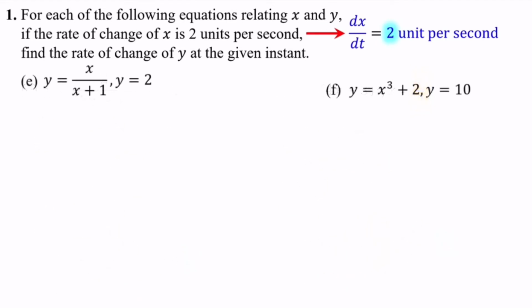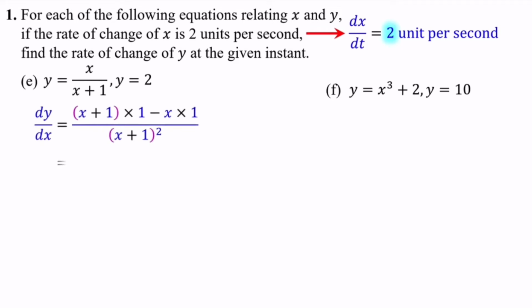So the way to do rate of change is actually always convert into symbols. So rate of change of x is 2 units per second, right? So find the rate of change of y at the given instant. So first of all, we need to differentiate the y with respect to x. How to differentiate this one? We have to use the quotient rule, right? x plus 1 times 1 minus x times 1 over x plus 1 squared.